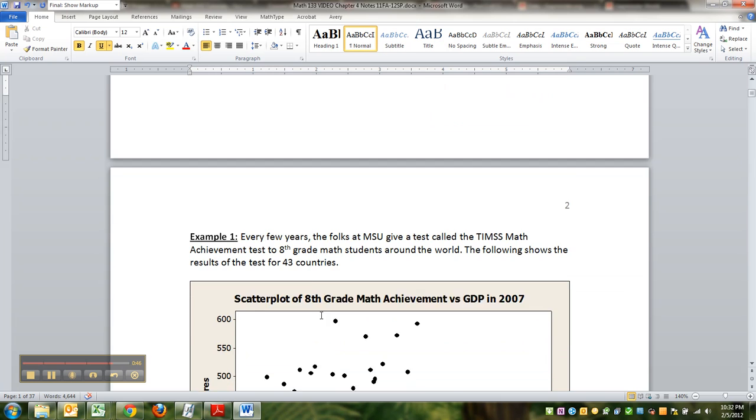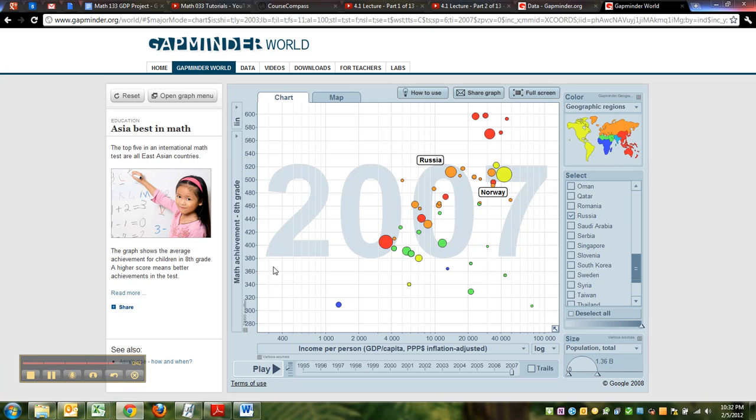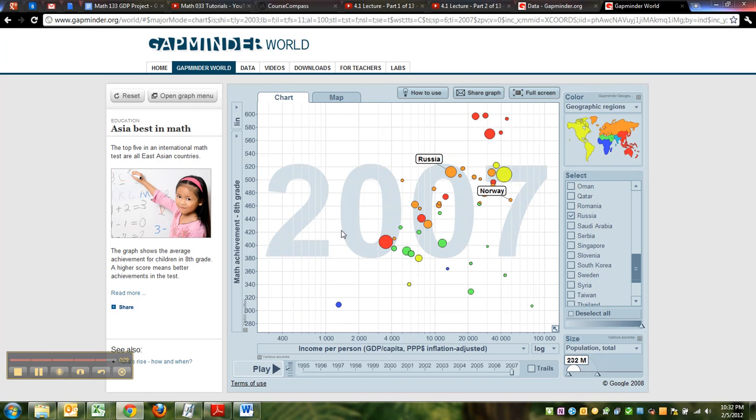And I want to take a moment. For example, this scatterplot right here is the same scatterplot you're looking at when you look at this. It's just on a slightly different scale. But Gapminder, which is a site we're going to be using a lot, is so incredible because you can also press play and watch time pass, right? And the dots change based on the size of population. We'll talk more about that later.